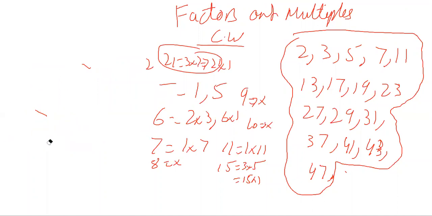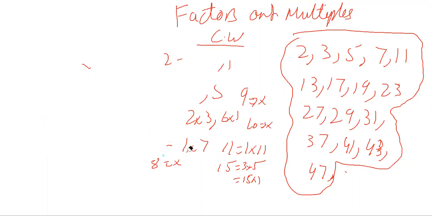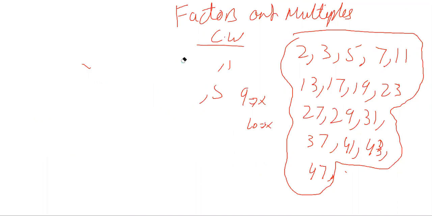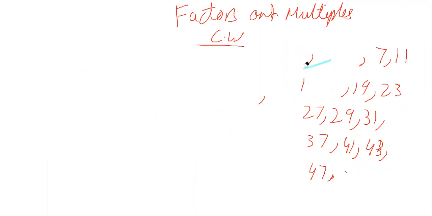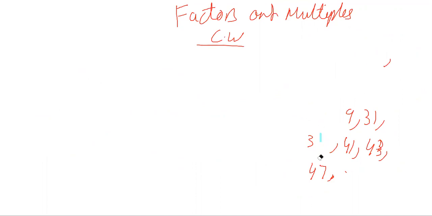And we now are also clear that 1 is neither a prime number nor a composite number. Why? Because 1 has what? 1 has only one factor. Now let's move on to multiples. We will do questions for multiples.